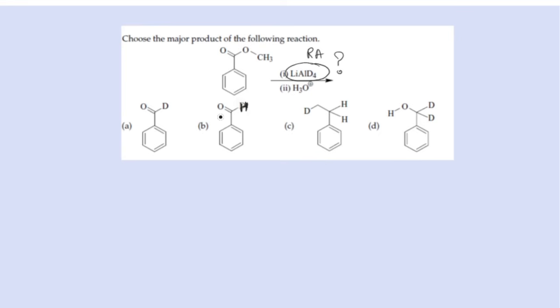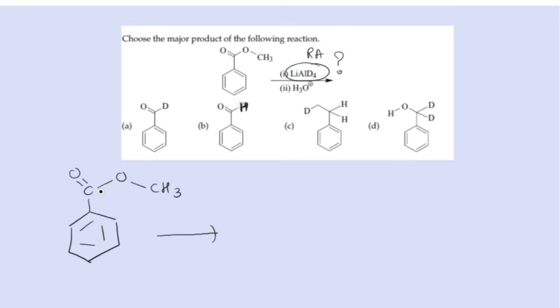What should be the product? You can predict only when you know the mechanism of the reaction. See here, the mechanism will remain the same whether you use hydrogen or deuterium. It's just that when we use the heavier isotope, the reaction will get slower. That is the only difference. Otherwise, the product formation, the mechanism, everything will be the same.